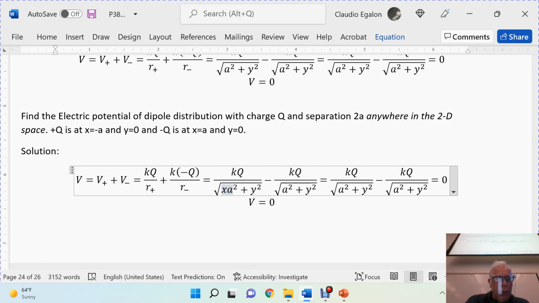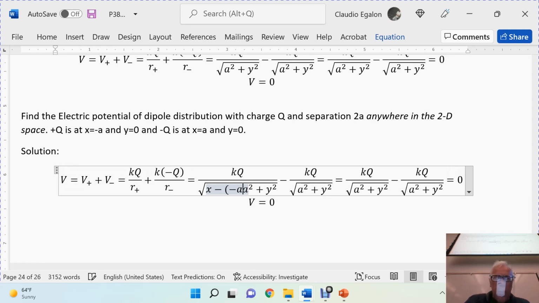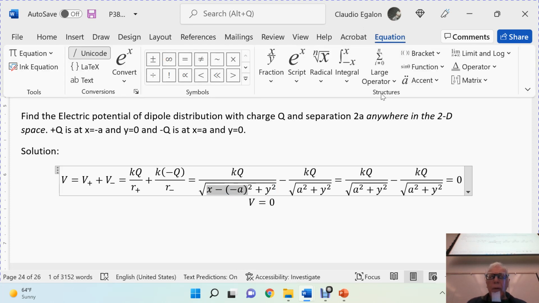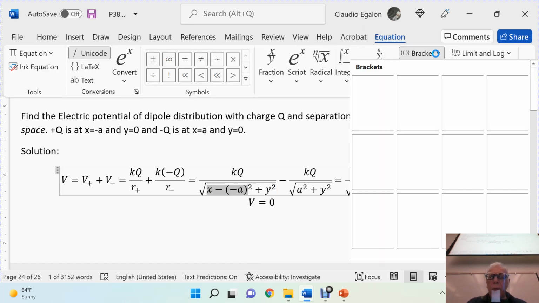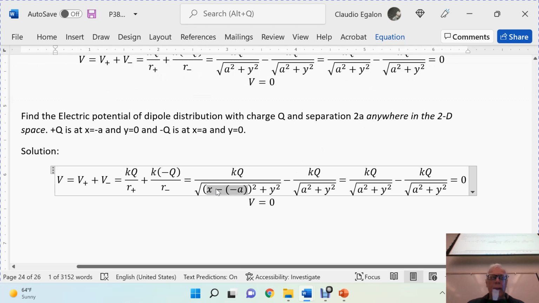X actually is supposed to be minus a, okay? Because the x is negative. Okay, put that between parentheses. Okay, and the other one will be a little bit different.